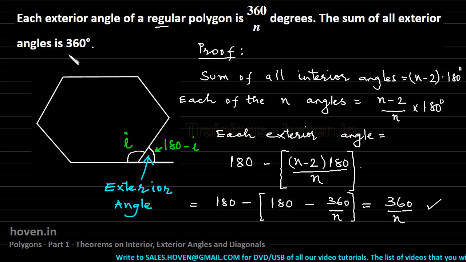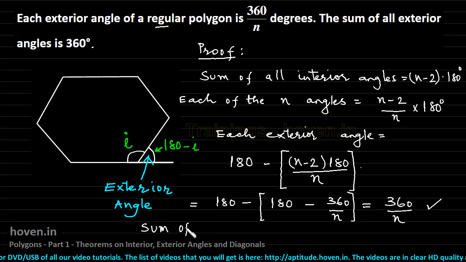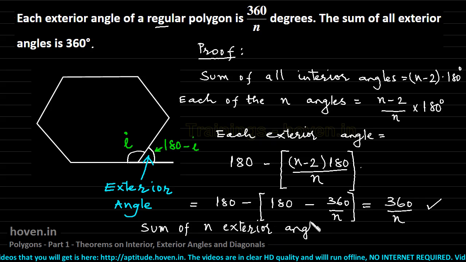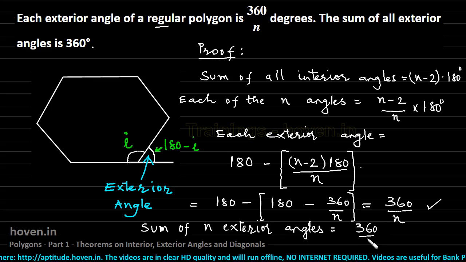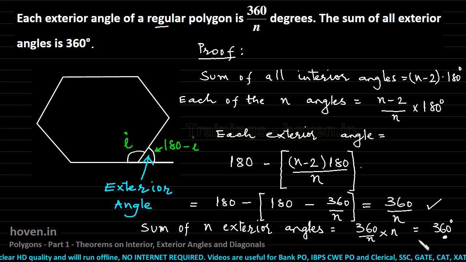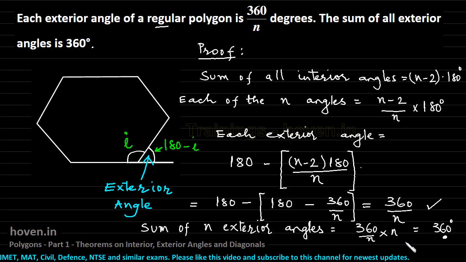Now, the sum of all exterior angles. The one angle is this much, and there are n exterior angles. So we will write sum of n exterior angles will be 360 by n into n equal to 360 degrees, which proves the theorem. We can see that the sum of all the exterior angles of any polygon of any number of sides is constant at 360, because this expression is independent of n. Therefore, for any regular polygon, the sum of the exterior angles will be 360 degrees. Let us take our next question now.